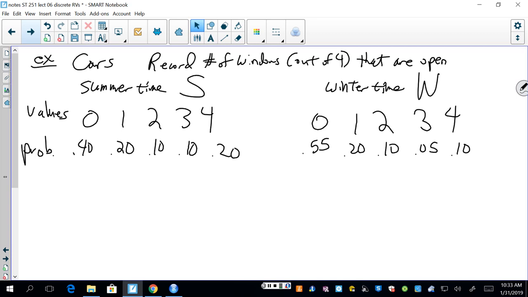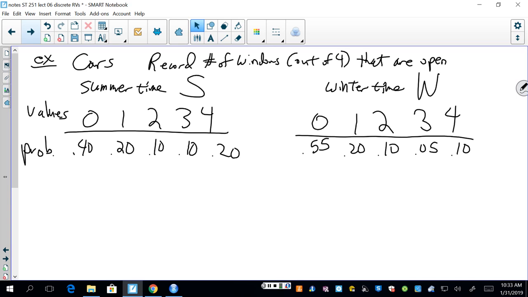So how do these distributions compare? What is something that you notice about the differences here? What would be an interesting feature? Maybe this is obvious. There are some pretty crazy people in the winter with some windows open. You see them out with one window open. Yeah, so there's a match there.